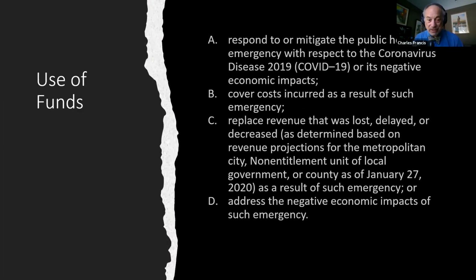Now, what are the uses? Pretty broad category right now. We can use this money to respond to or mitigate the public health emergency or its negative economic impacts. We can cover costs incurred as a result of such an emergency. We can use it to replace revenue that was lost, delayed, or decreased. And we can address the negative economic impacts of such an emergency. Just about anything, I believe, fits into those definitions.